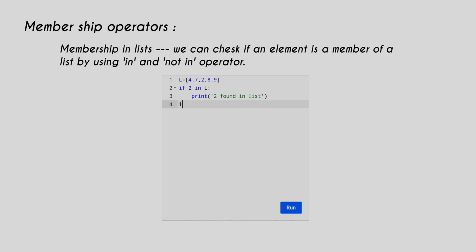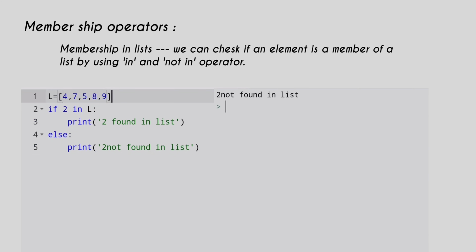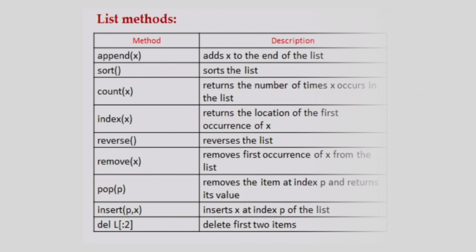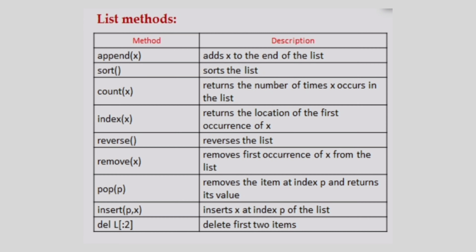We get an if-else statement with 2 doesn't have in the list, print, 2 not found in the list. Then we run this program, we get 2 found in the list, as we have 2 in the list. And we clear the 2 and enter 5 in place of 2, we get 2 not found in the list. Later, we check the list methods.